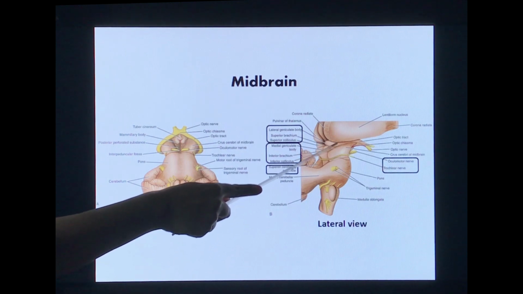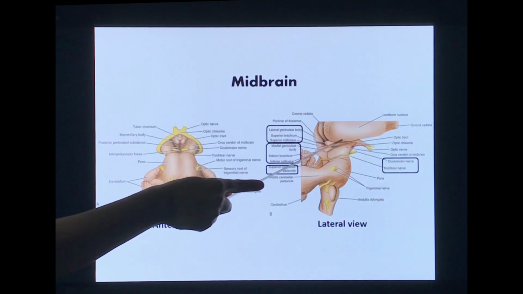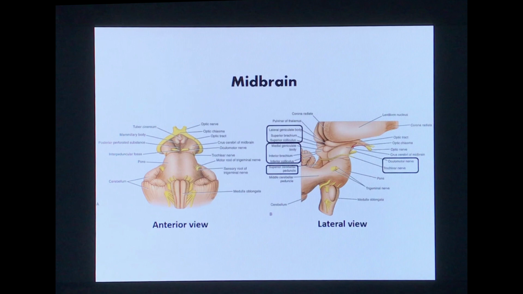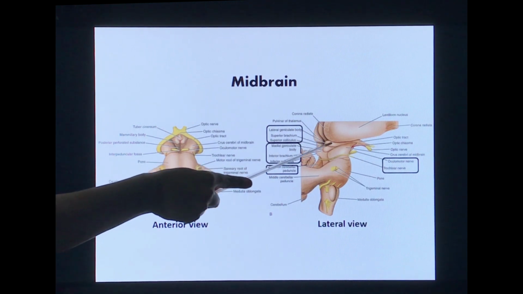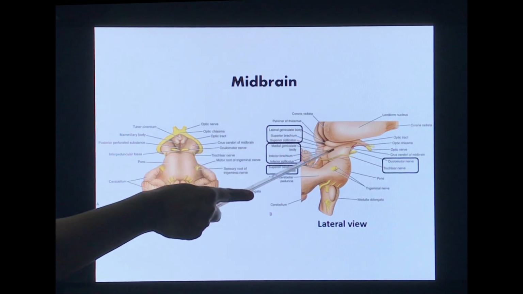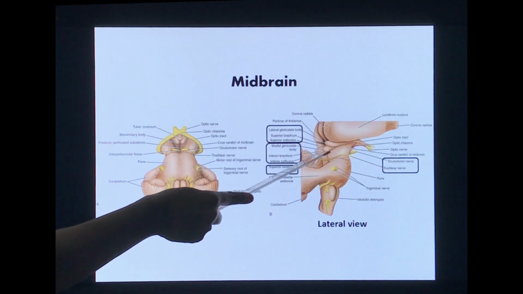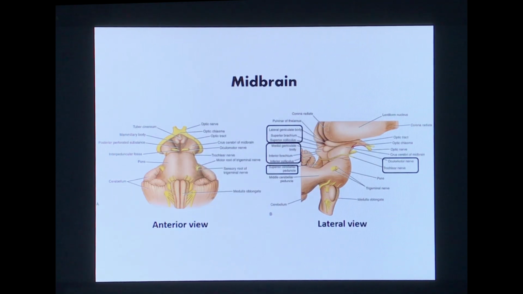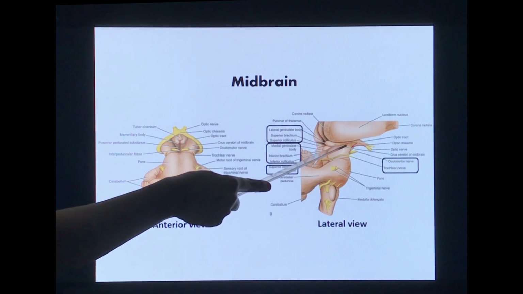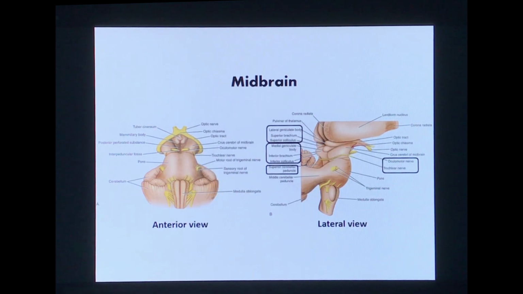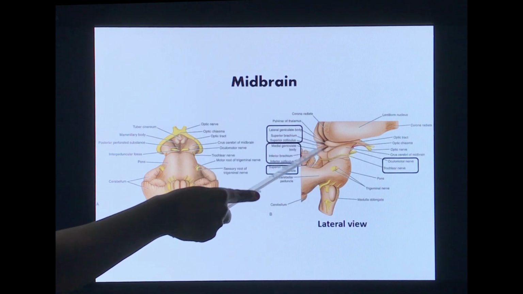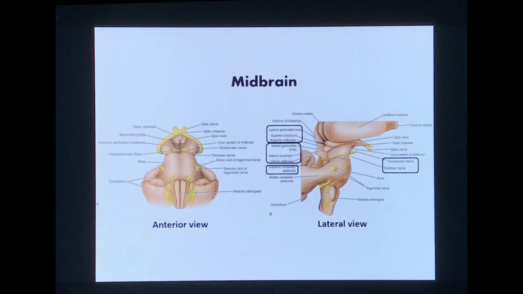Okay, so there are 2 brachia here. One is the superior brachium, the other is the inferior brachium. The superior colliculus is connected to the lateral geniculate body through the superior brachium, and the inferior colliculus is connected to the medial geniculate body through the inferior brachium. These are seen on the posterior aspect of the midbrain.